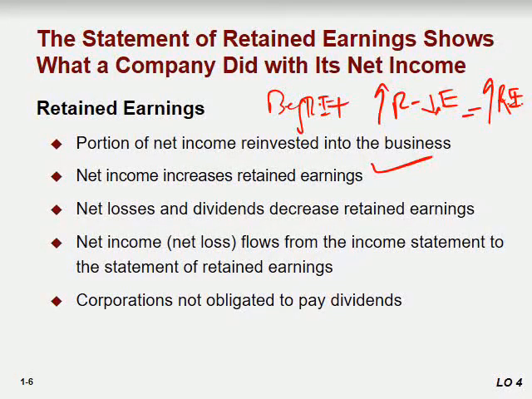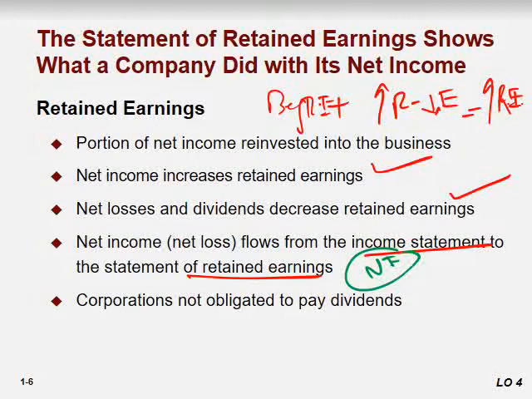So when there is an income, it increases the retained earnings. When there is a loss, it decreases the retained earnings. So net income flows from the income statement to the statement of retained earnings, right? First we make the income statement. From there we find out the net income, and then we make the retained earnings. Why? Because in the retained earnings statement we will be using our net income figure.